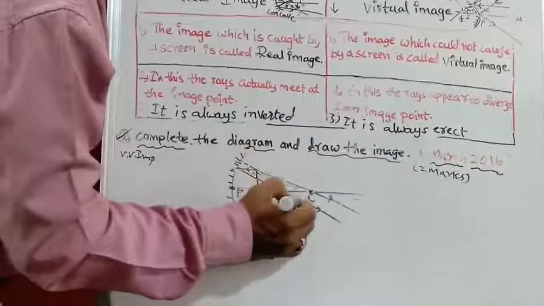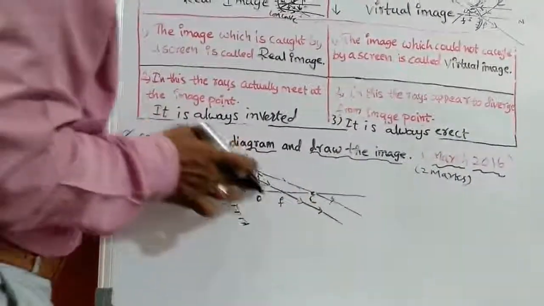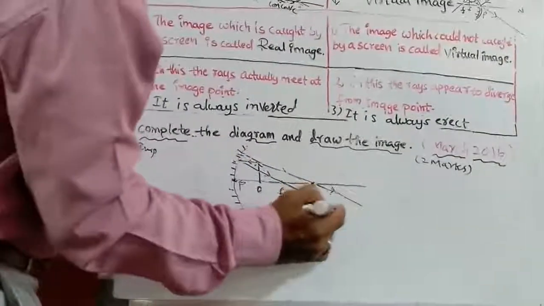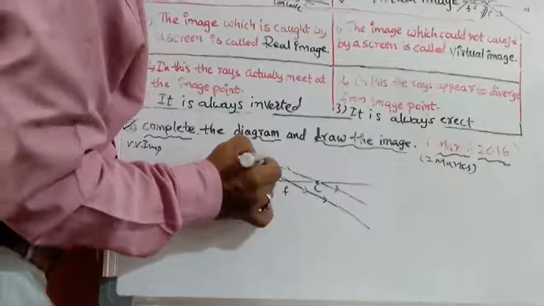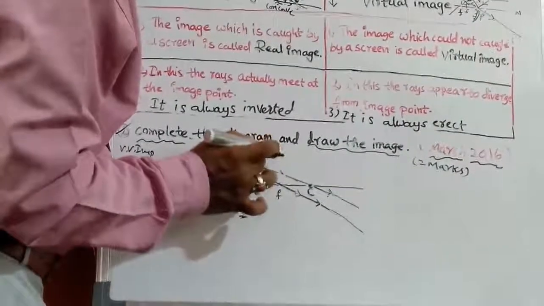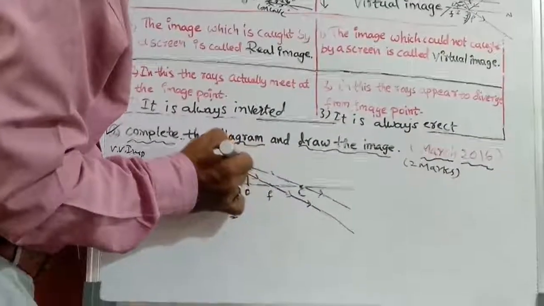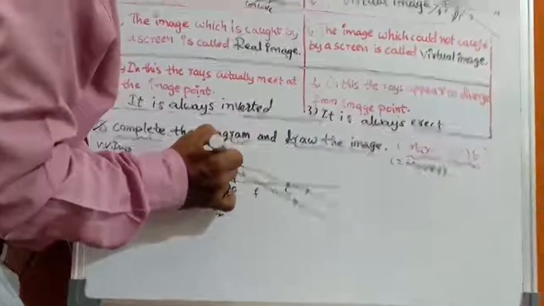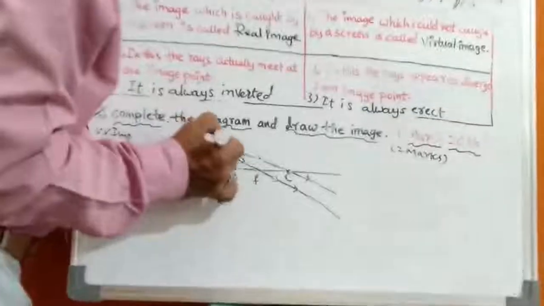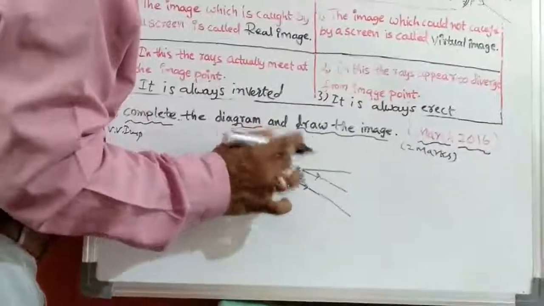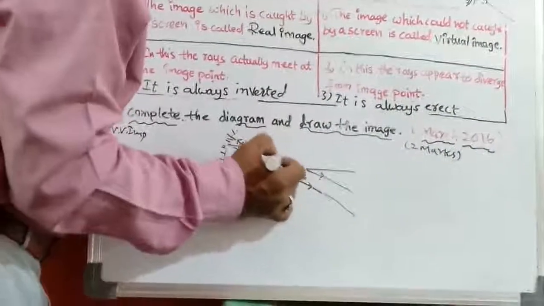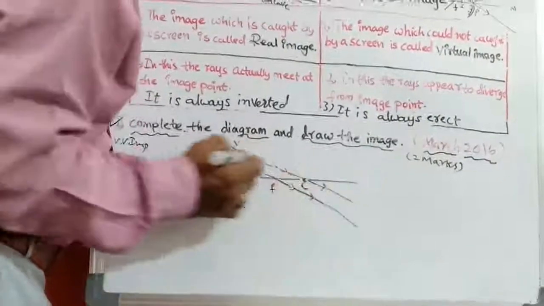Now we have the rule: when a light ray passes parallel to the principal axis, it should reflect through the focus. So this gives the reflected ray. And we have to take another ray to construct the ray diagram. This is the incident ray. If we extend this, it passes through the center of curvature, meaning it is reflected through the center of curvature.